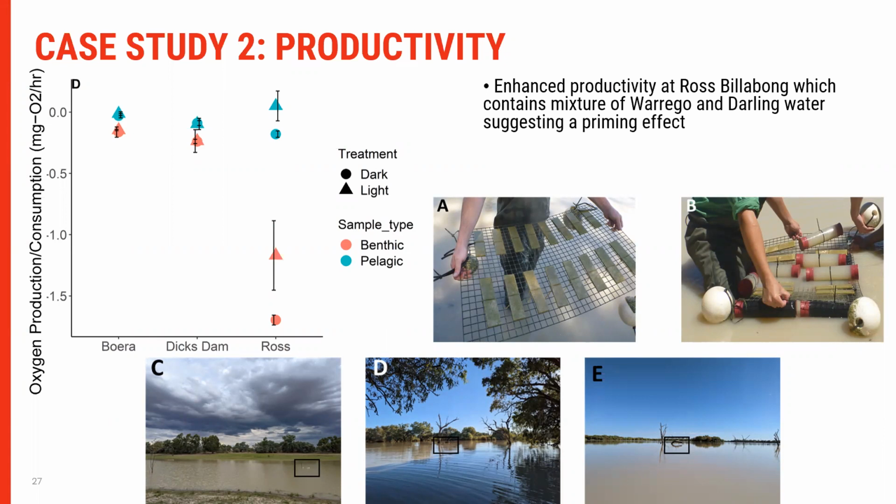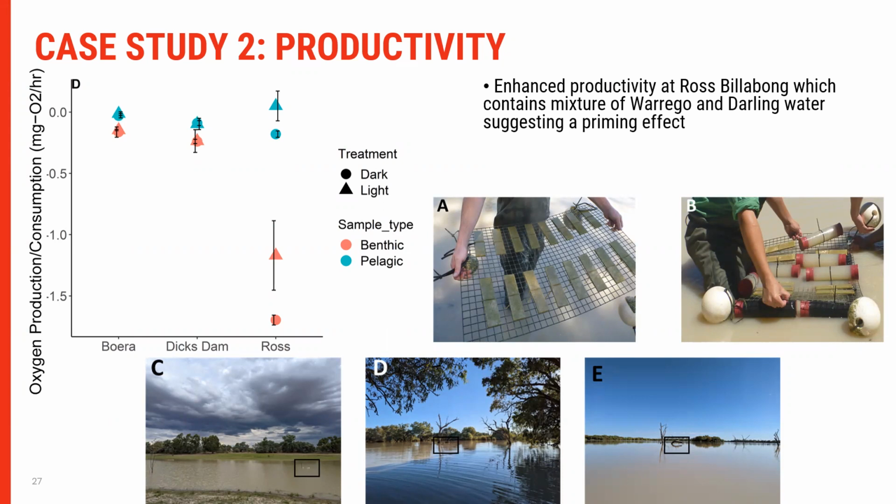And basically what we saw, so remember I mentioned the 3 sites, Bawera, Dick's Dam and Ross. Bawera and Dick's Dam were true Warrego sites that sat over the far side of the PCA. Ross sat more similar to the Darling because it receives water from both the Warrego and the Darling systems. And what we saw is that you get higher productivity within the Ross Billabong here. And the colours represent benthic and pelagic. And we get a stronger benthic production signature within this system as well.